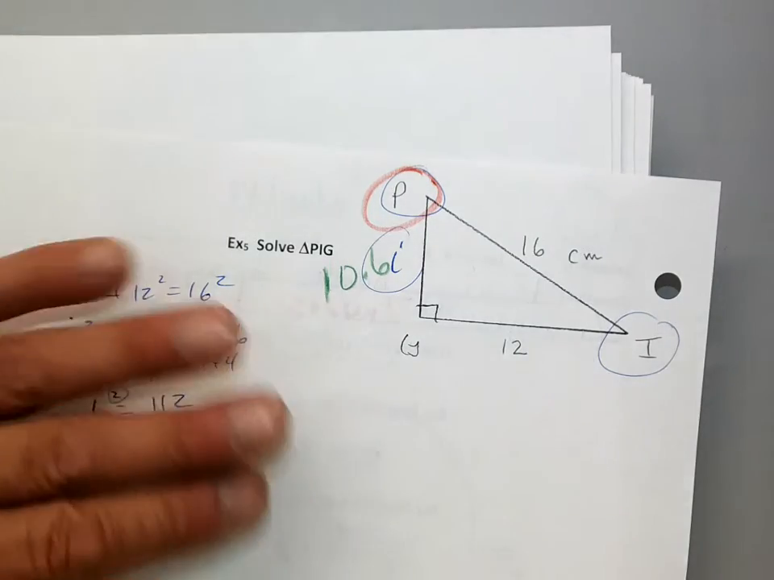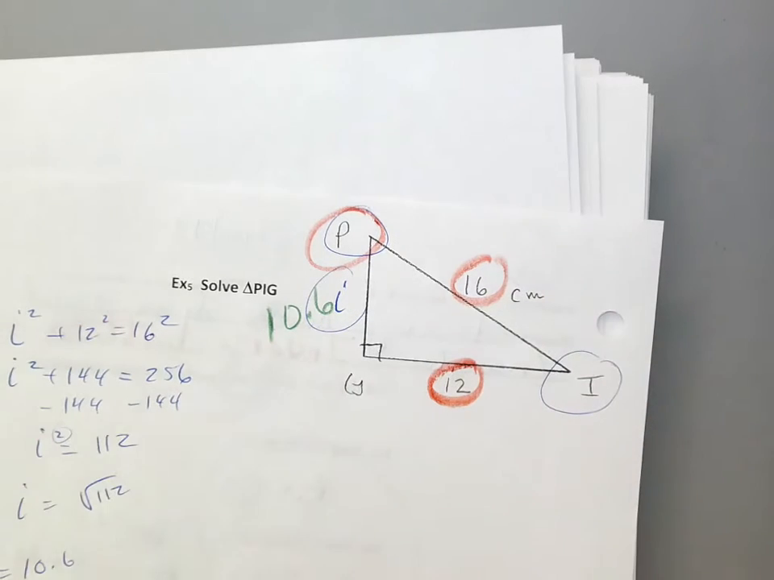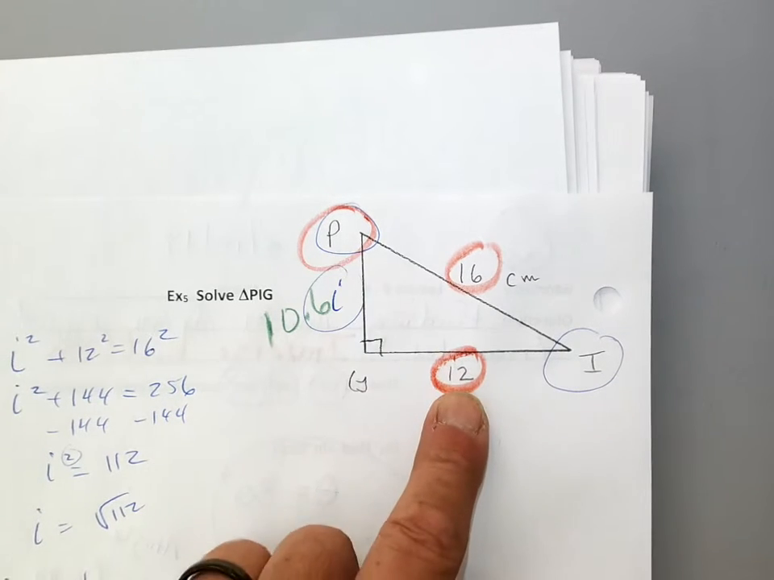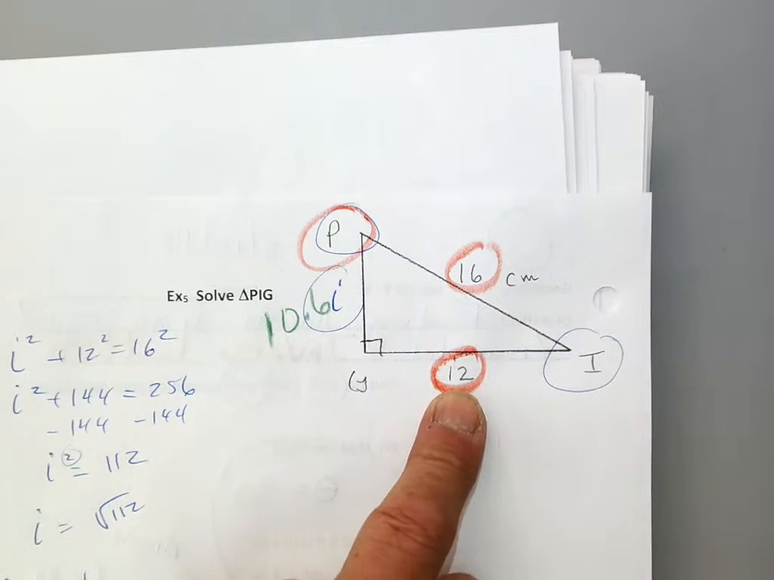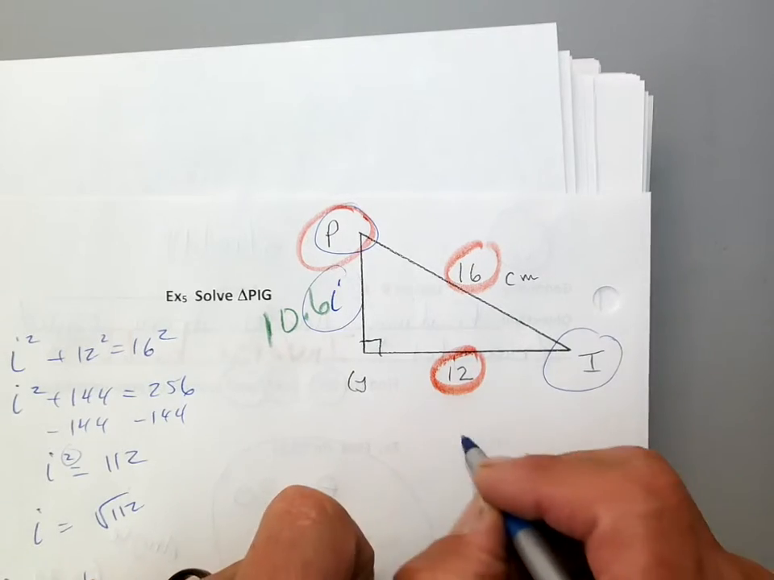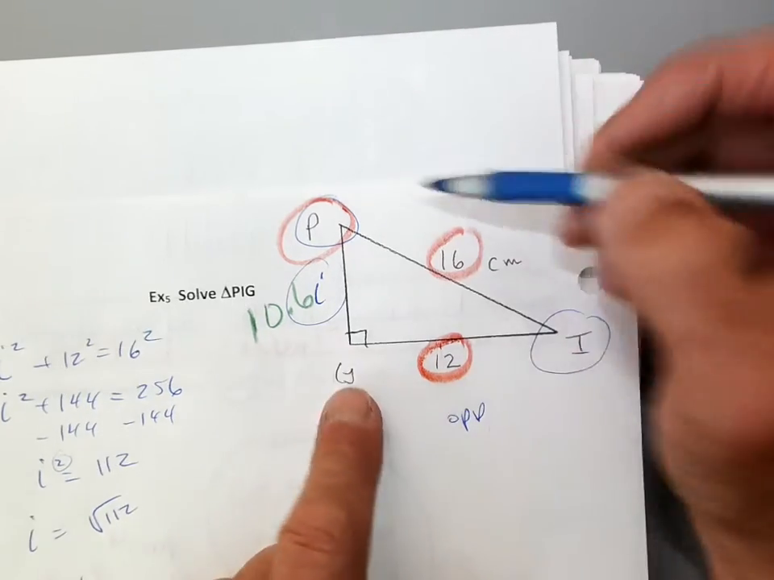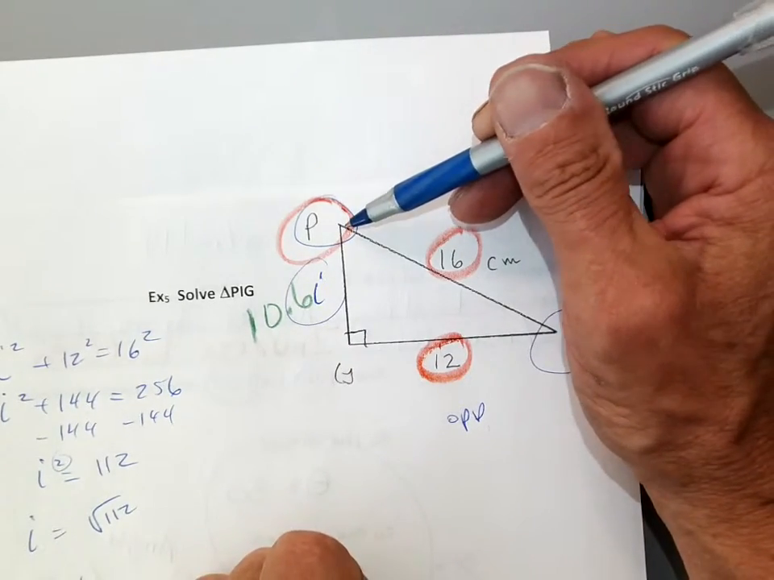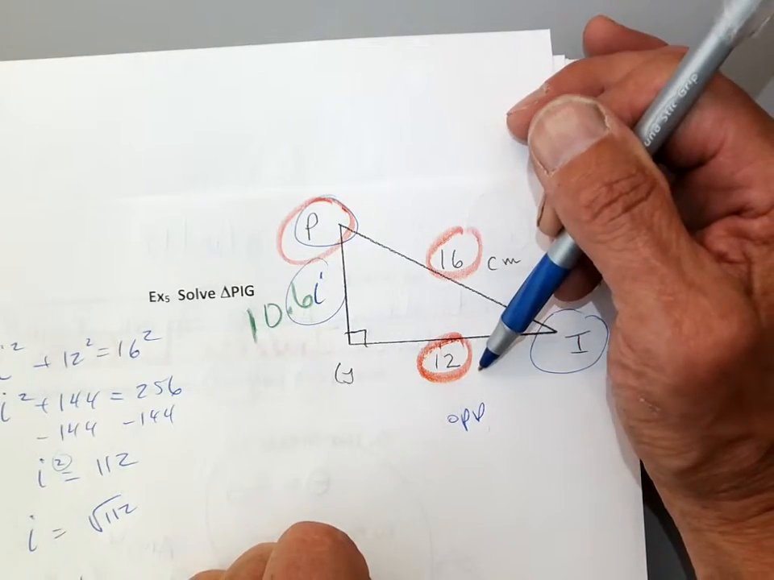So I'm going to use my 12 and my 16. And you always start with the angle. So what are the names? If I use angle P, what's the name of the 12? Opposite. You guys agree? Opposite, because if I was standing here at the lake at P and I threw it all the way to the opposite side, that's where the rock would go, right?